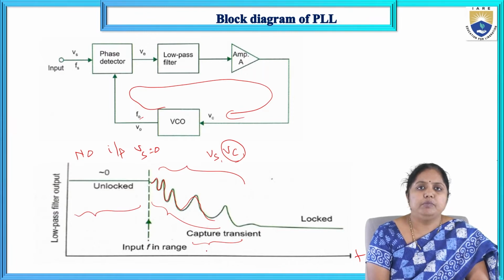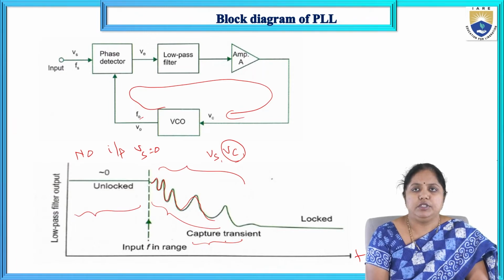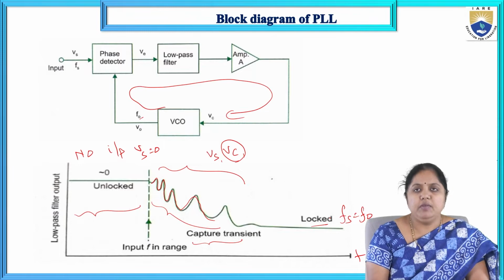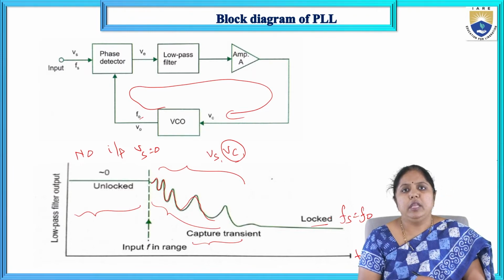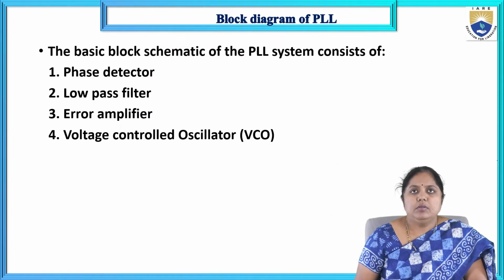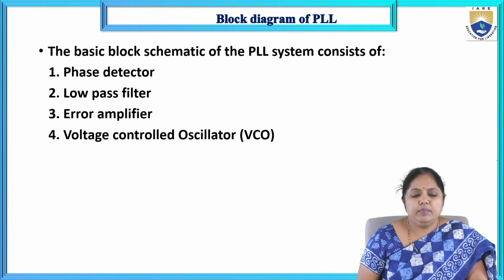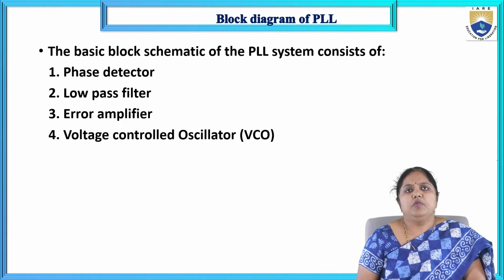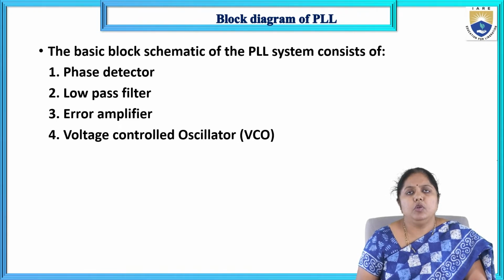transient, capture range or capture transient. Later, once Fs equals F0, then we call this the locking range, locked. The circuit is said to be locked. So, as I showed you previously, the phase lock loop has four components: phase detector, low pass filter, error amplifier, and voltage controlled oscillator.